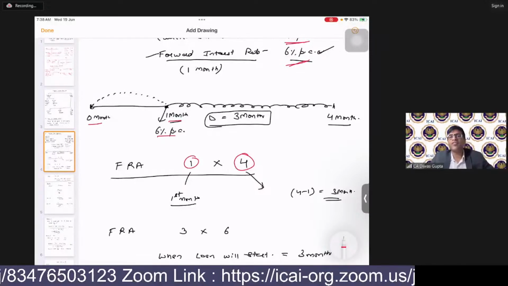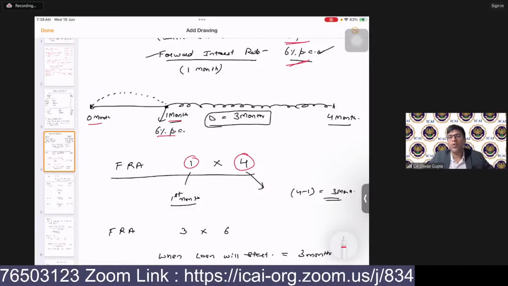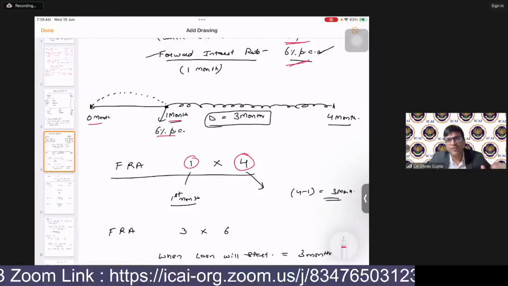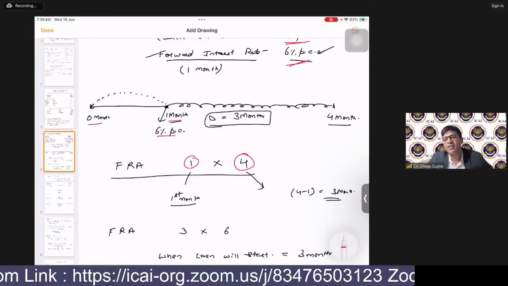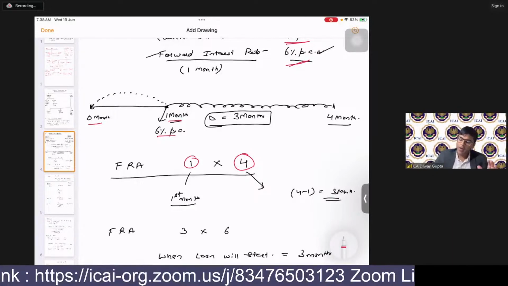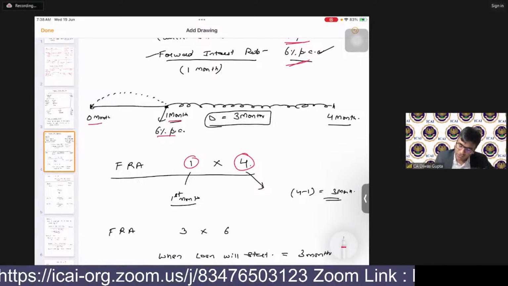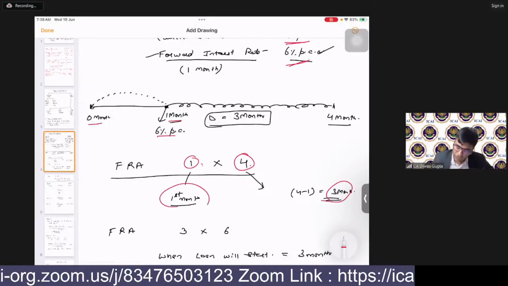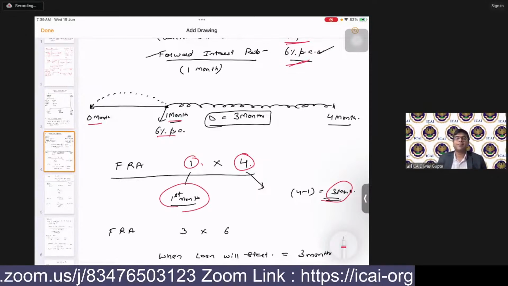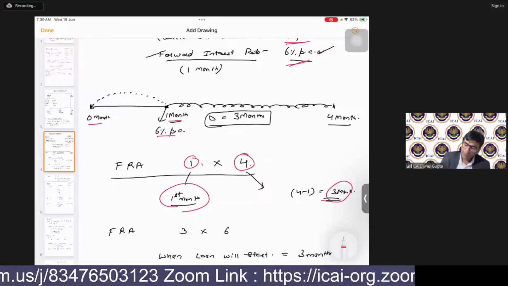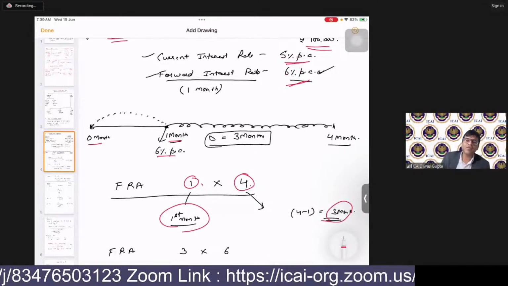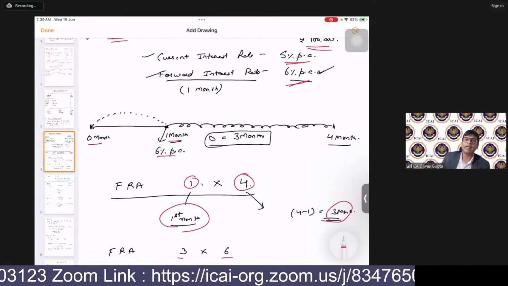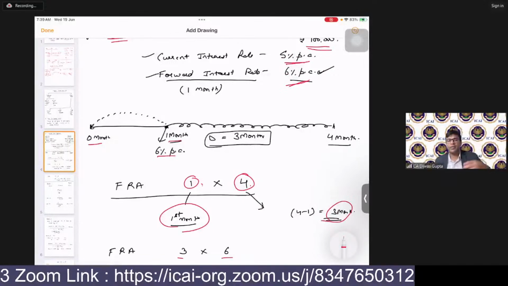After 1 month, for 3 months, I have to invest or borrow. So this becomes 1 into 4. So why 4? Because after 1 month, for 3 months, so 1 plus 3, 4. Or otherwise, you can say 4 minus 1 will give us the tenure. And 1 will give us the starting point. Now tell me, students, FRA 3/6, what will it mean? Loan starting when and for what tenure, students?